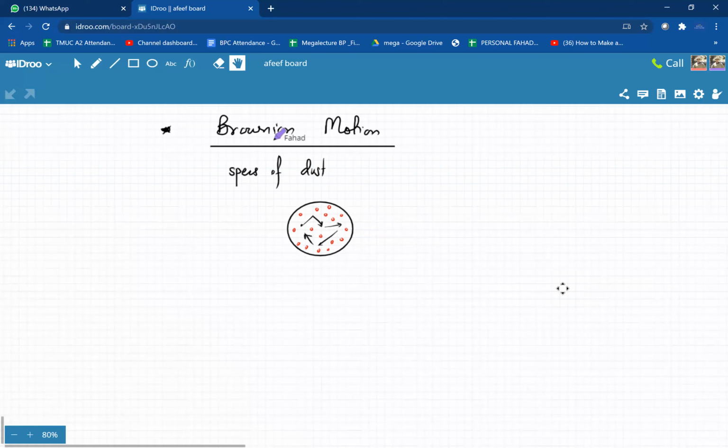Whenever you have particles, for example smoke particles in air, the smoke particles would move haphazardly. They're not going to go in one direction in a straight line, because they're going to bump into air molecules. So specks of dust appear to move haphazardly and randomly. Why? Because they are constantly bumping.